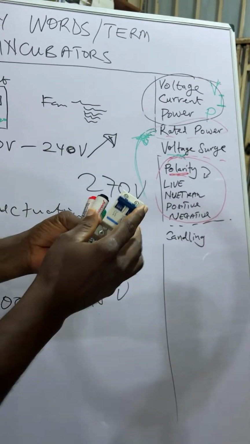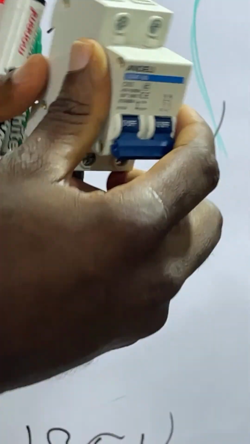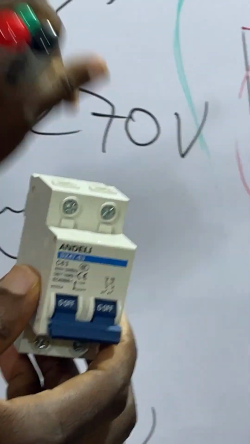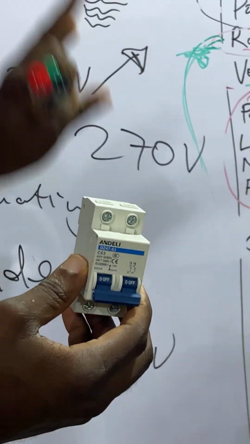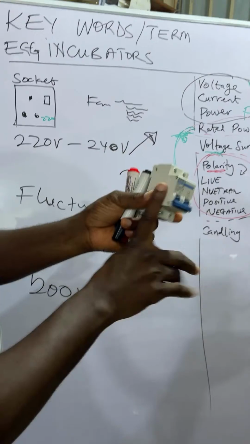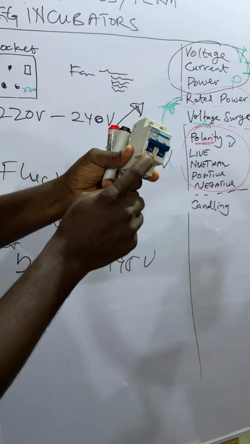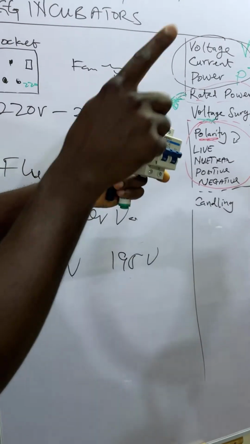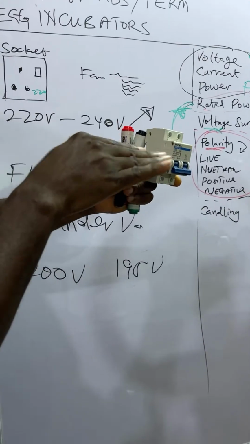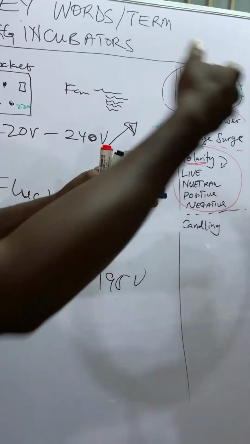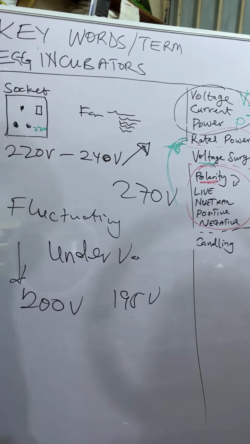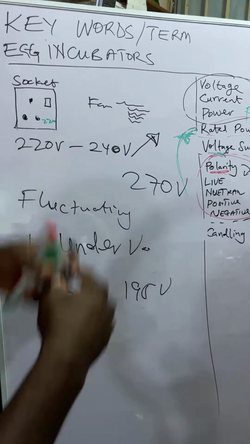If you have this breaker on your incubator, whenever there's a power surge, whenever your voltage goes up and your appliances are supposed to blow, this one will trip. This is on. Automatically, if the voltage shoots up, this one switches off and cuts the power, cuts the flow, so that the high voltage coming will not go to your incubator. These are some of the things we encourage our customers to buy.